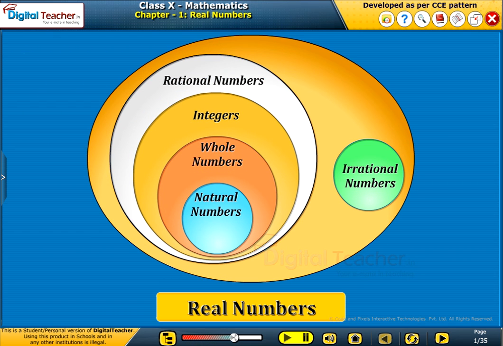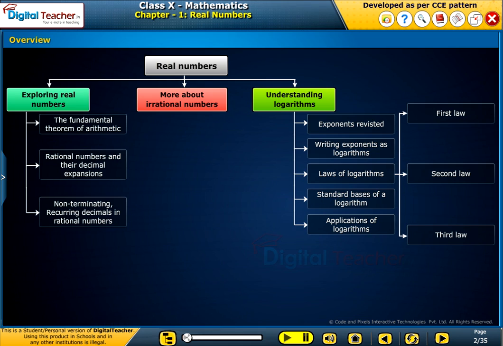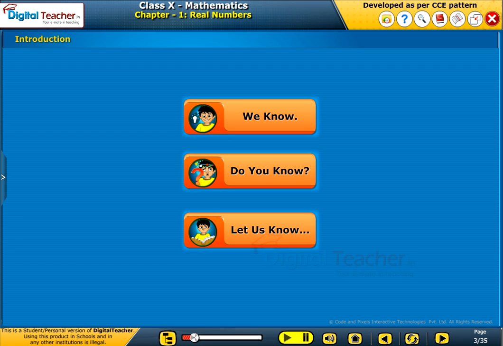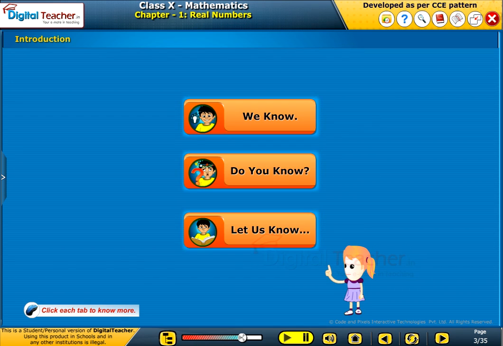Welcome to the chapter Real Numbers. This slide presents the overview of the chapter. Introduction. Before entering into the chapter, follow the instructions shown on the screen. Click each tab to know more.